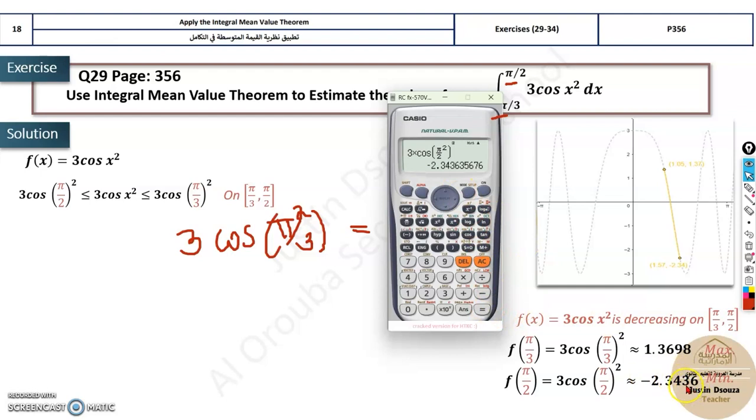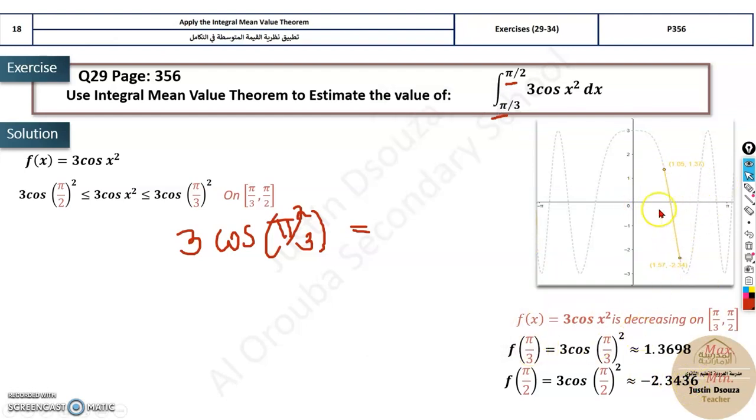Same way, just change pi by 3 to pi by 2, and you get minus 2.34. Now what it says is, when it's pi by 3, which is less than pi by 2, this is the positive value, whereas for pi by 2 it has decreased, so it's a decreasing function. Now we will write which is the smaller value. This is the smaller value at pi by 2, so this is the smallest. There is no value within this interval that goes beyond this.